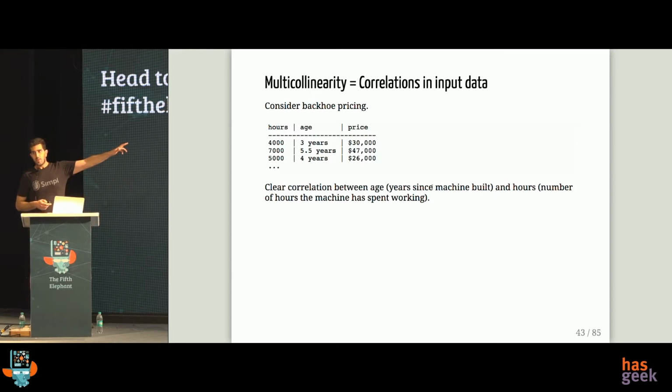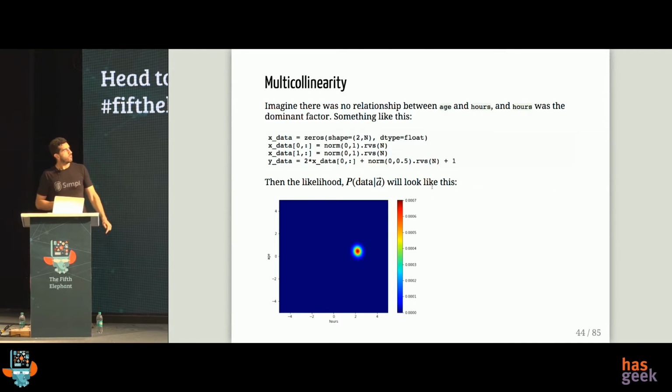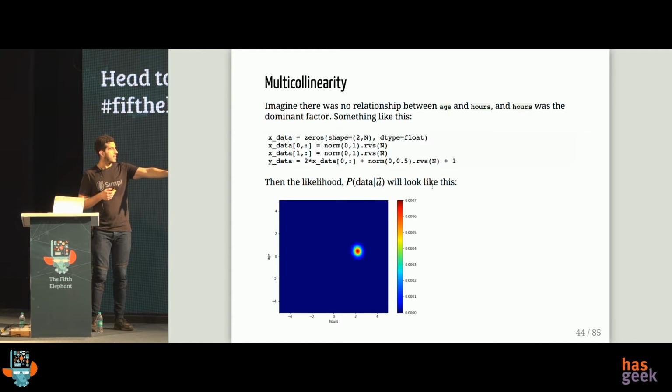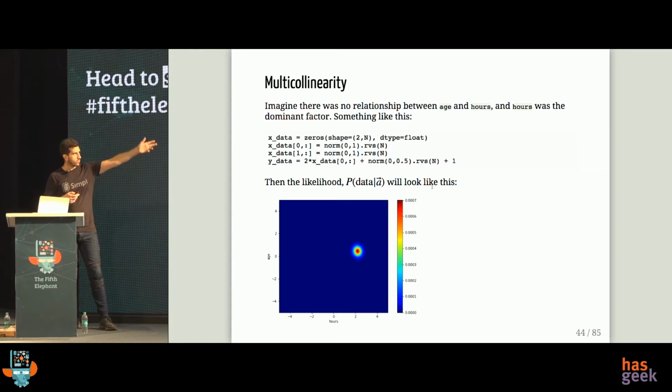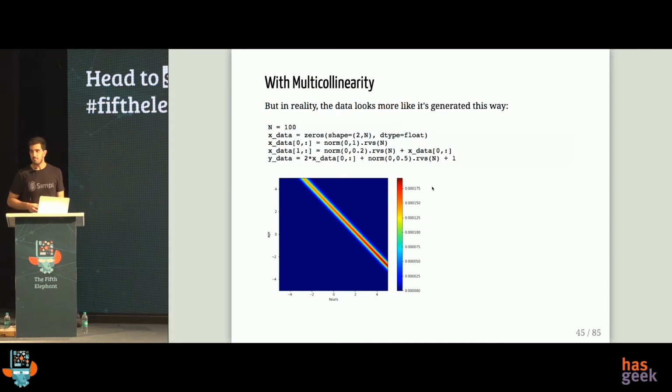This is a data set where least squares is not going to work well. If there were no relationship between age and hours, and we looked at the likelihood, it would look like this. It would be just a perfect little spot at some location. The x-axis is hours, the y-axis is age. What happens when your data is correlated is that the likelihood gets smeared out along a line. And that line is essentially the null space of the data.